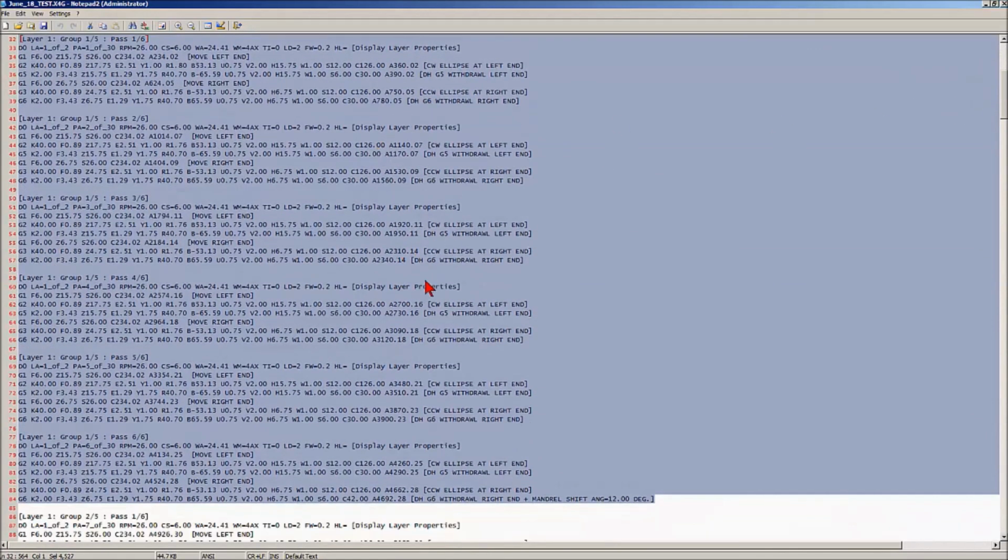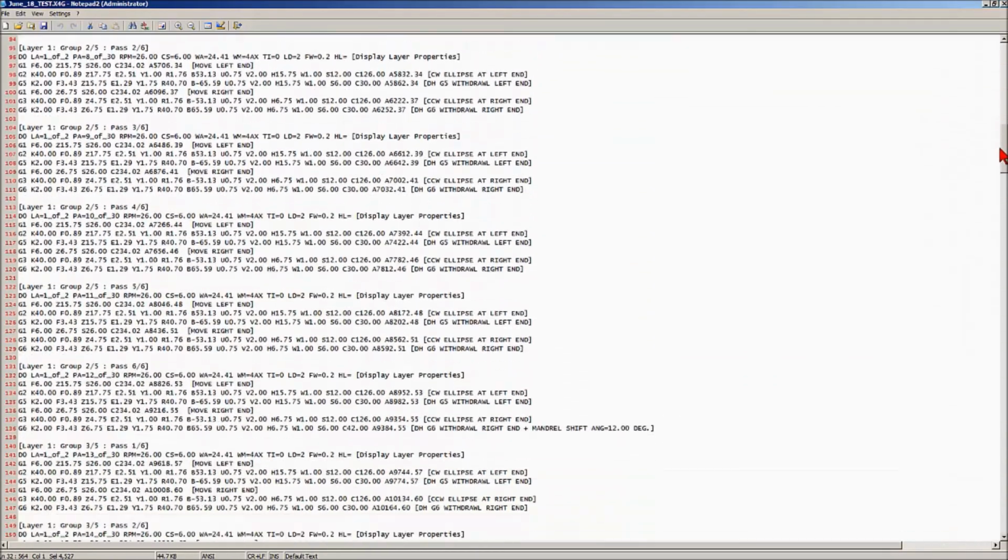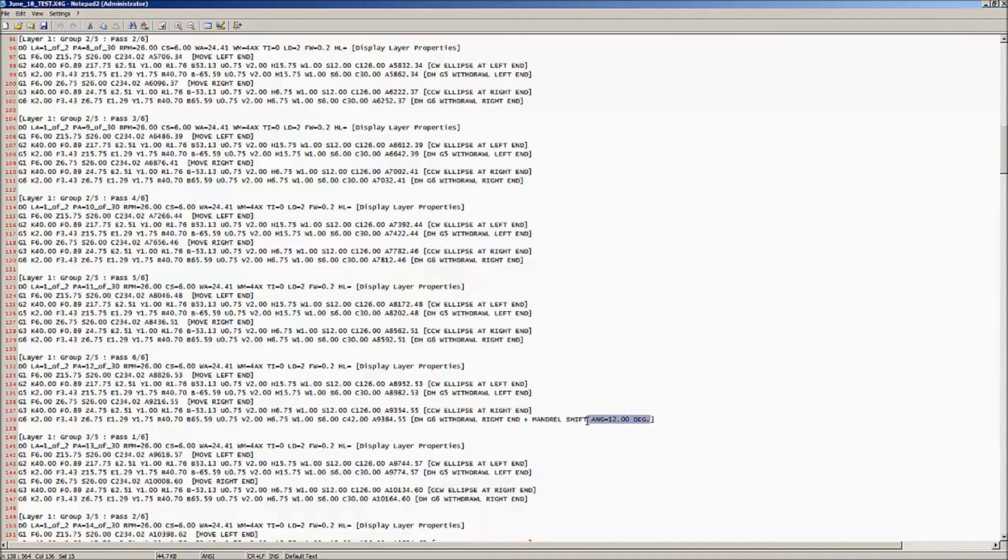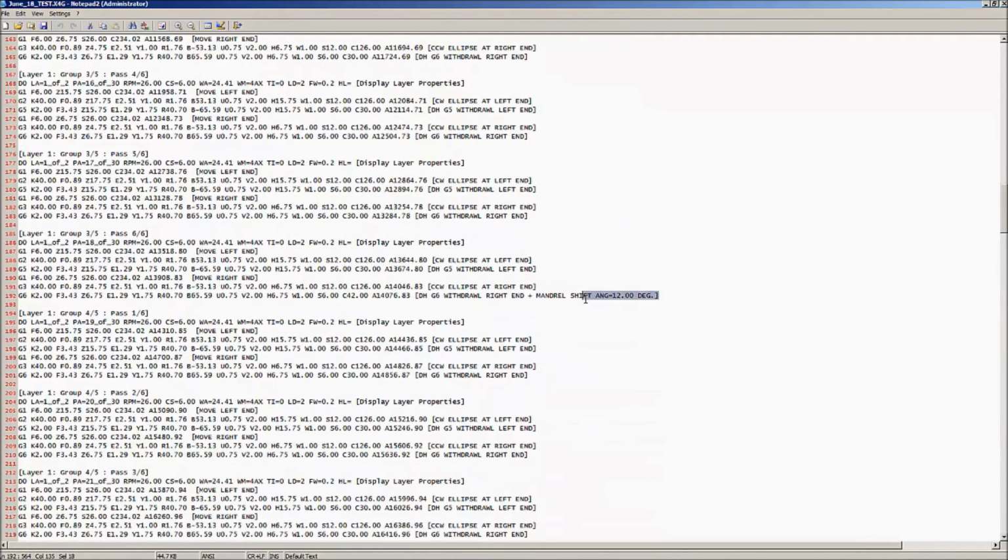1, 2, 3, 4, 5, 6. So there were 6 full passes. So in another 6, we'll shift it another 12 degrees, and then in another 6, we'll shift it another 12, and this is what causes the entire surface coverage of the mandrel. And you can follow the cumulative angle that the mandrel is rotated through.